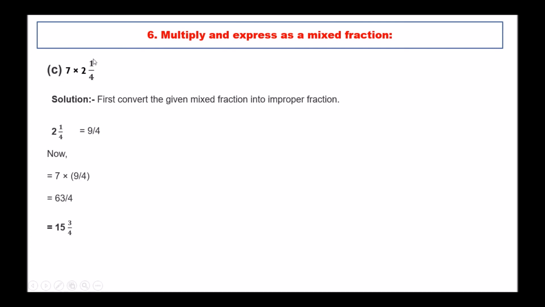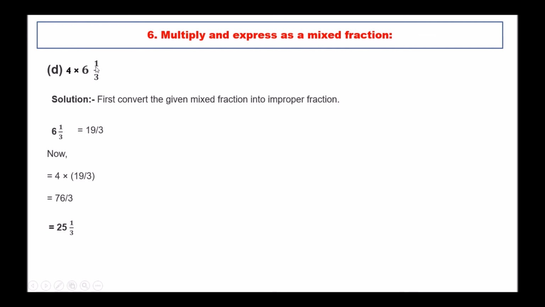Then 7 and 2 upon 2 and 1 by 4. So we will convert 2 and 1 by 4 into improper fraction, that is 9 by 4. 7 into 9 by 4, that is 63 upon 4. Now we will convert again into mixed fraction, so 15 and 3 by 4.